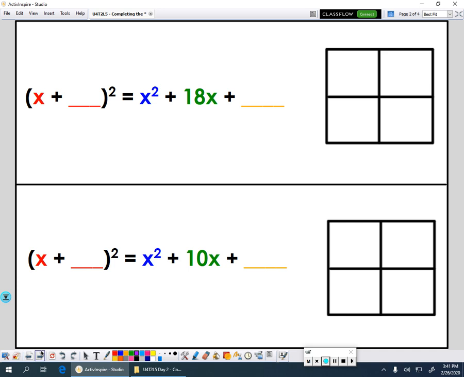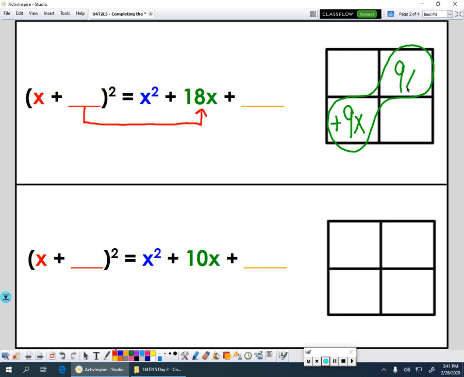In this problem, we're missing this first term. But I know that this first term has to be half of my middle term. Okay, think about it. That 18X has to be split between these two boxes. I'm going to add them up and get 18X. So what number can I add to itself to get 18? Well, hopefully you realize that's 9. Half of 18 is 9.